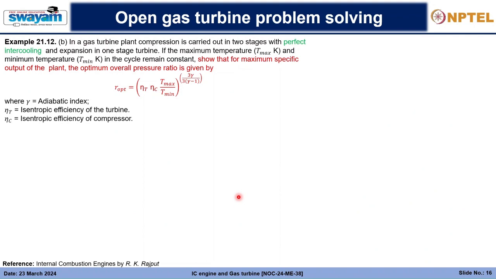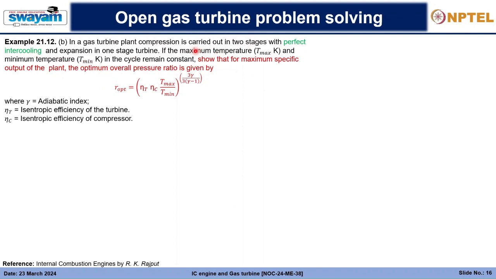Next is the question: in a gas turbine plant, compression is carried out in two stages with perfect intercooling and expansion in one stage turbine. If the maximum temperature T max Kelvin and minimum temperature T min Kelvin in the cycle remain constant, then we need to show that for maximum specific output of the plant, the optimum overall pressure ratio is given by this formula. So we are given the maximum specific output of the plant.